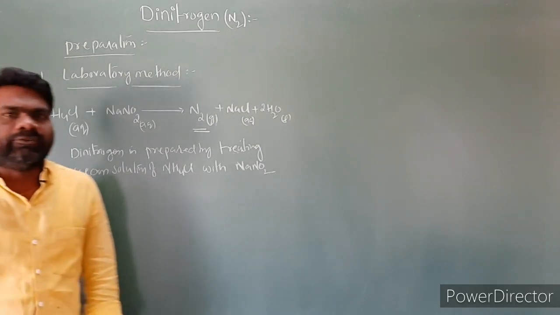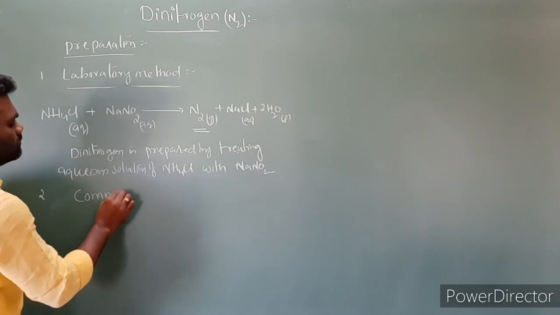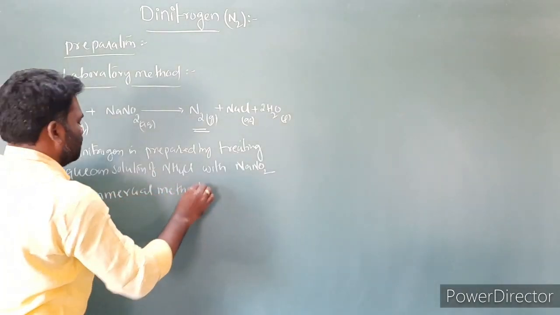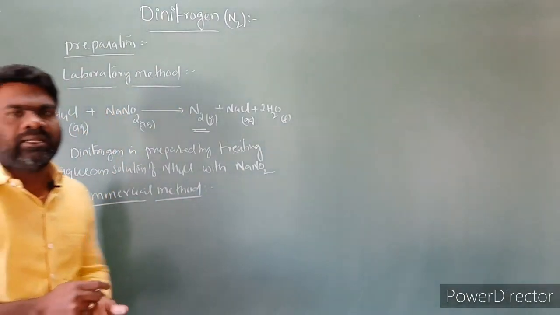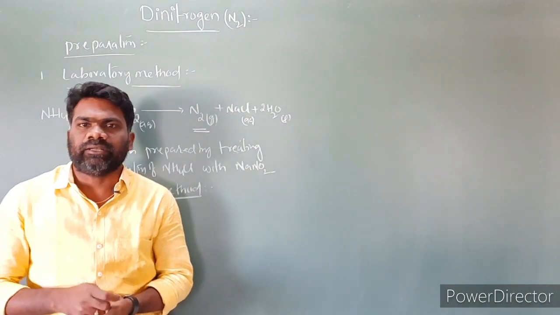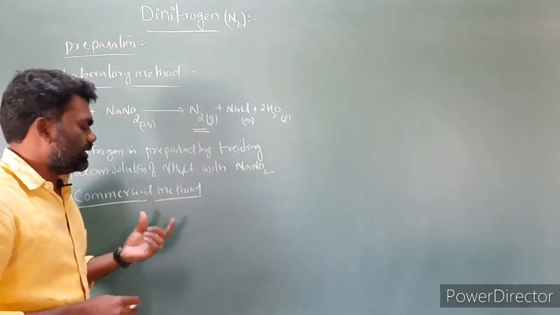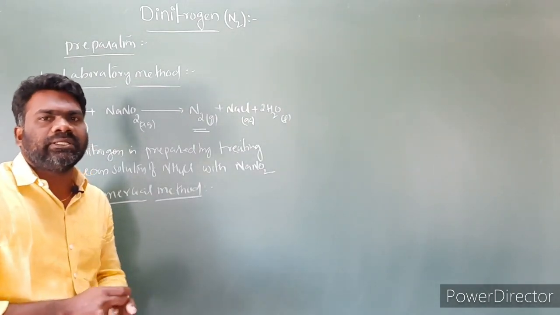And the second one, the commercial method. In the commercial method, nitrogen gas is obtained by liquefaction and fractional distillation of air.